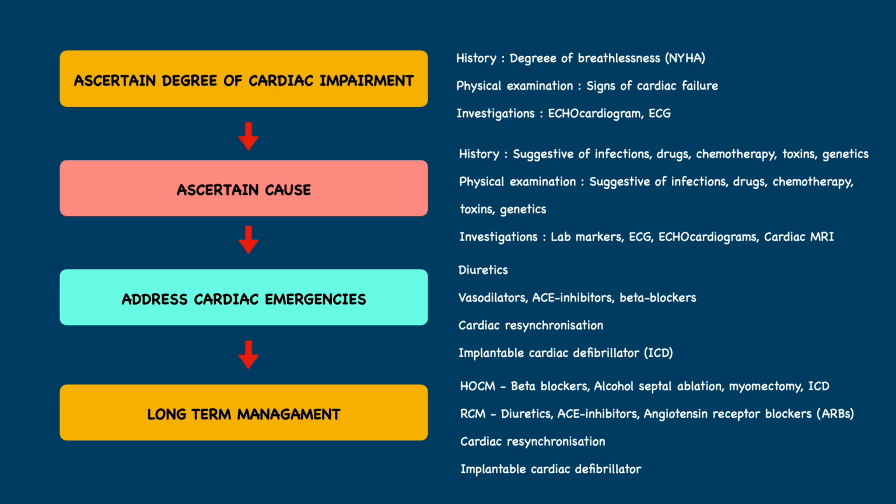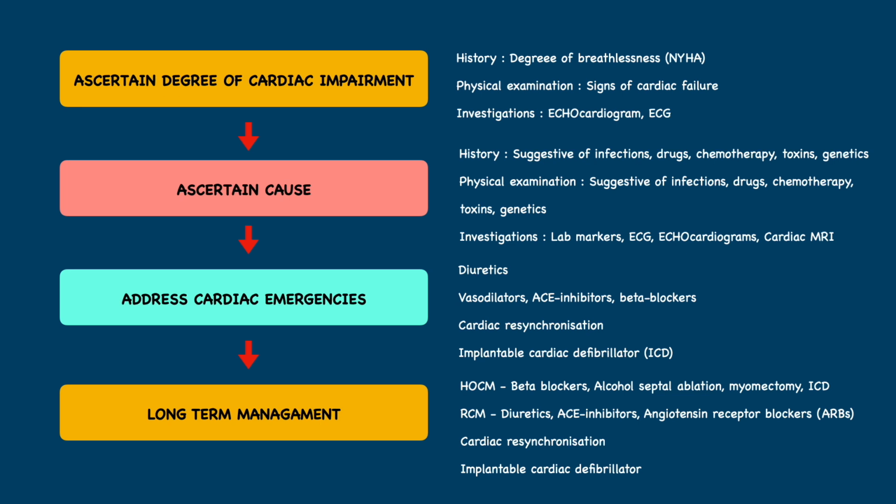As for HOCM, you may begin the patient on beta blockers, calcium channel blockers. There could be alcohol septal ablation, myomectomy, and implantable cardiac defibrillator. This condition is treated with beta blockers or calcium channel blockers. In severe cases, alcohol septal ablation and myomectomy are also considered. An implantable cardiac defibrillator is placed to prevent malignant arrhythmias, which can lead to sudden cardiac arrest.